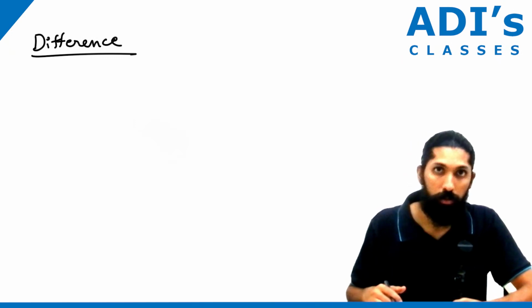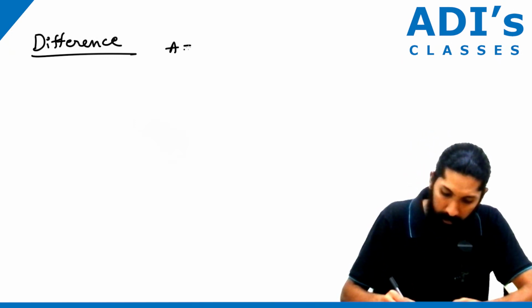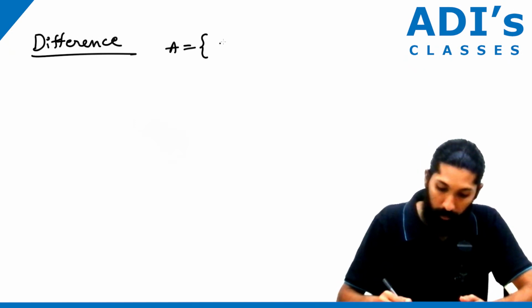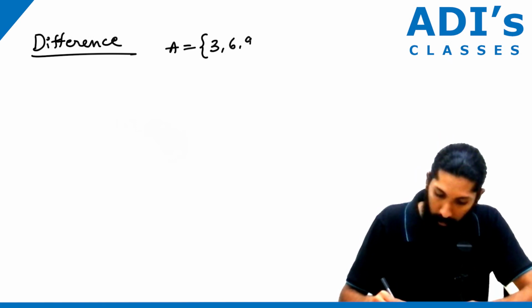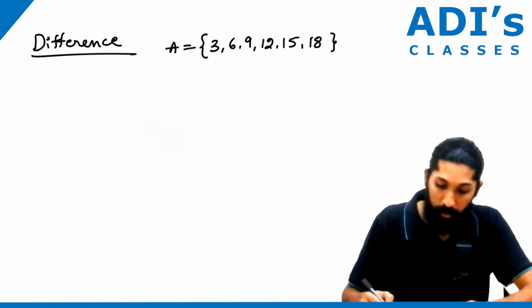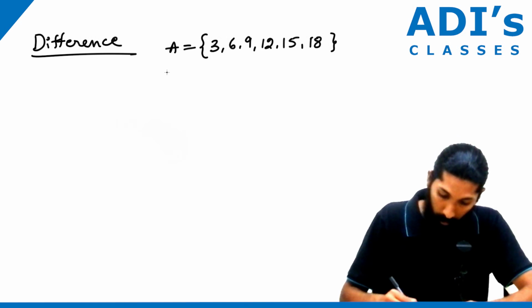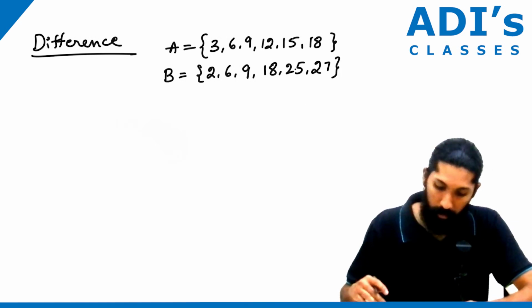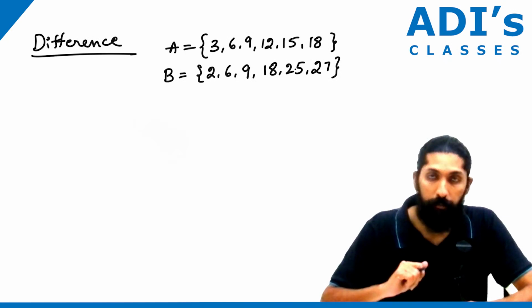Suppose we have set A. Let's start with an example, it makes more sense to start with an example. Suppose set A is equal to, let's start with a very simple one, 3, 6, 9, 12, then 15, then 18. Assume that these are the values of A. Now B, say we have 2, 6, 9, 18, 25, let's say 27. This is set A, this is set B.